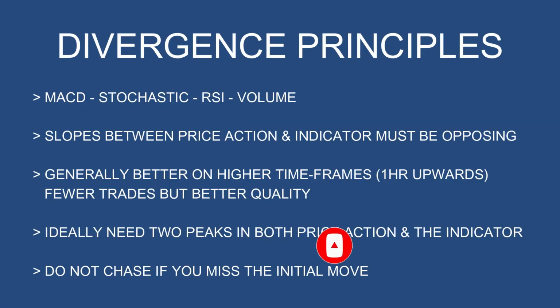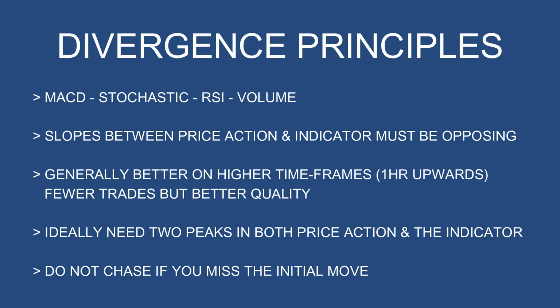So just very quickly guys, before we move on to a few charts, the divergence principles are we use either the MACD, the stochastic, RSI or a volume indicator. I use only the MACD, the moving average convergence divergence indicator. It's a good momentum indicator and I prefer it, and I shall show you that in a moment.